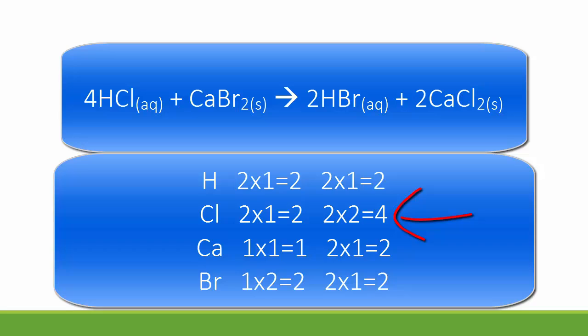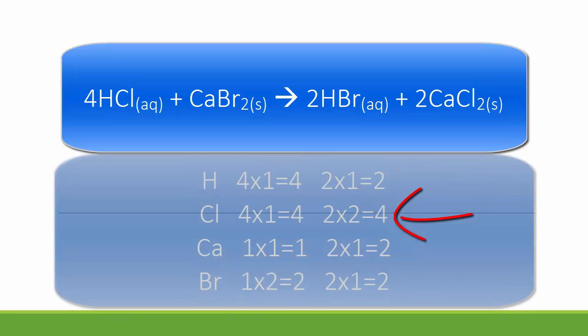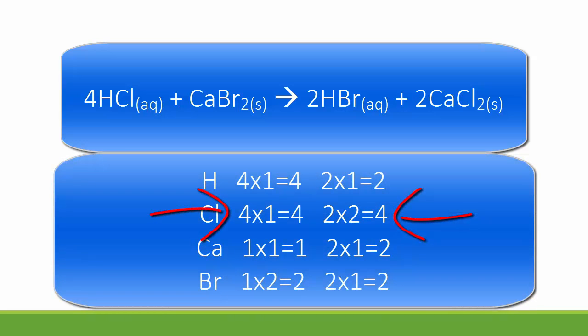Now, how many chlorines do I have? I've got 4 sets of 1, right? And that'll give me 4. 4 and 4 matches, okay? But what else have I messed up? I've messed up my hydrogen, right? Because I no longer have 2 sets of 1. I now have 4 sets of 1, which is going to give me 4. Which means now hydrogens don't match because I've messed with it.